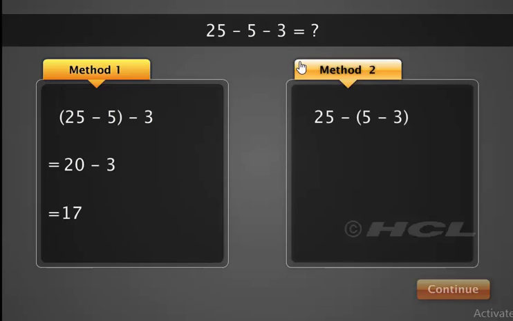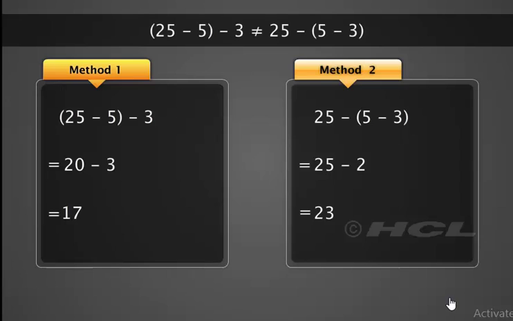We first group 5 and 3 and find the difference. From 25, we then subtract 2. The result is 23. When we group numbers in different ways in subtraction, we do not get the same result. Thus, the associative property does not apply for subtraction.